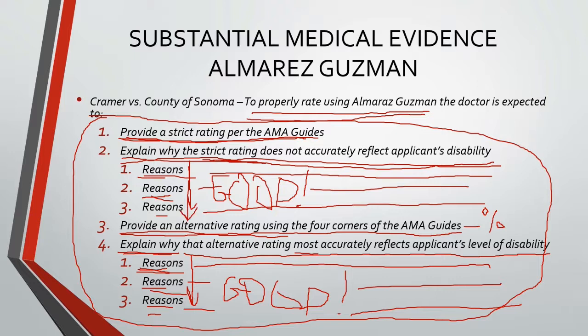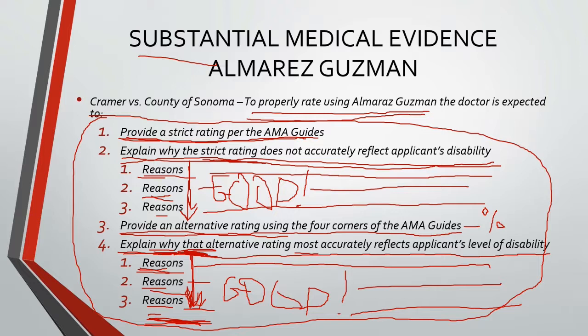Then, if you're not able to provide an alternative impairment rating that's supported by multiple and voluminous reasons, the opinion gets stuck right here. It doesn't pass through the filter as to why, the why filter. It gets stuck in the why that alternative rating most accurately reflects applicant's level of disability filter. Only an opinion that's supported by multiple, voluminous and compelling reasons can pass through the filter to drop out the bottom as an opinion that qualifies as a substantial opinion, which is an opinion that can be used by the parties.